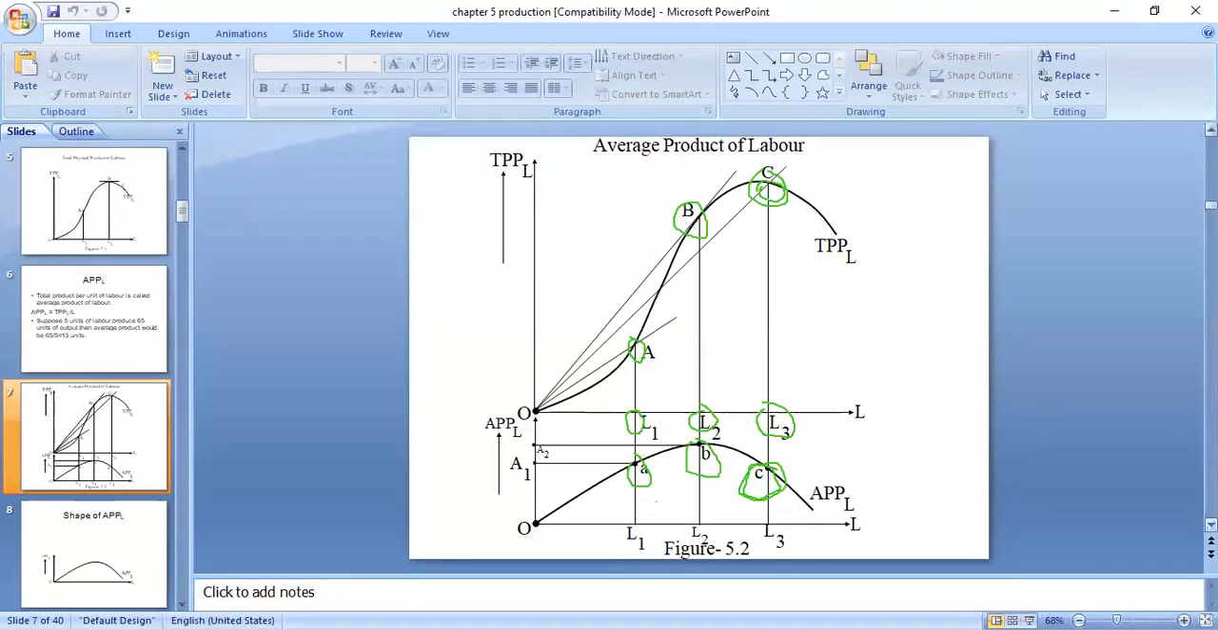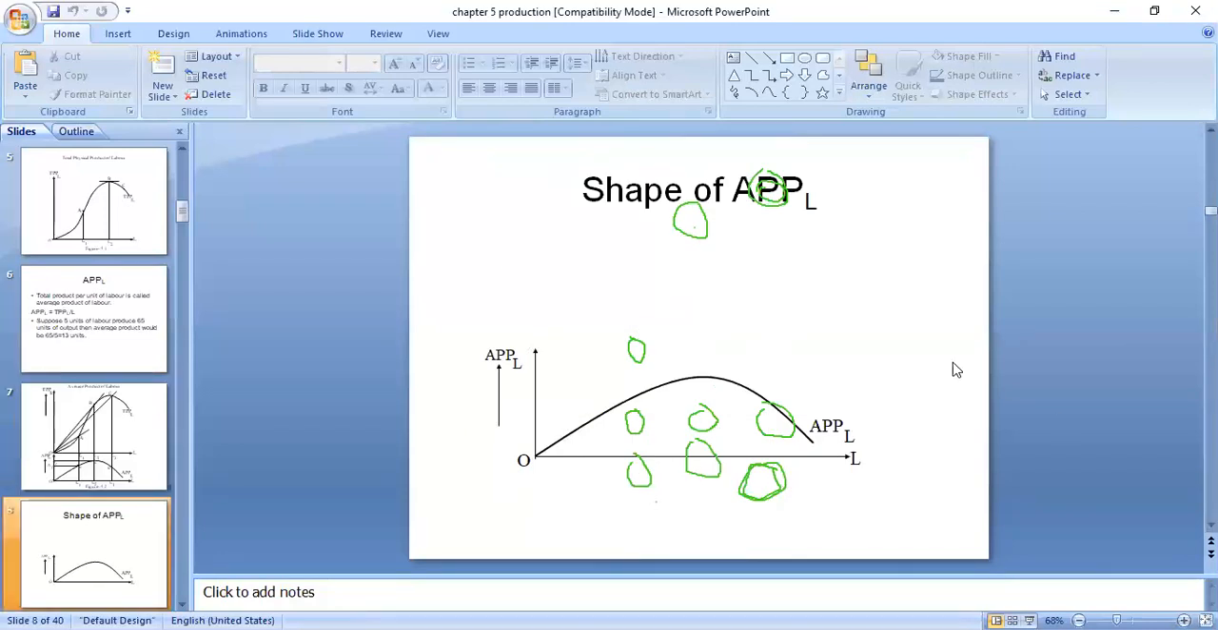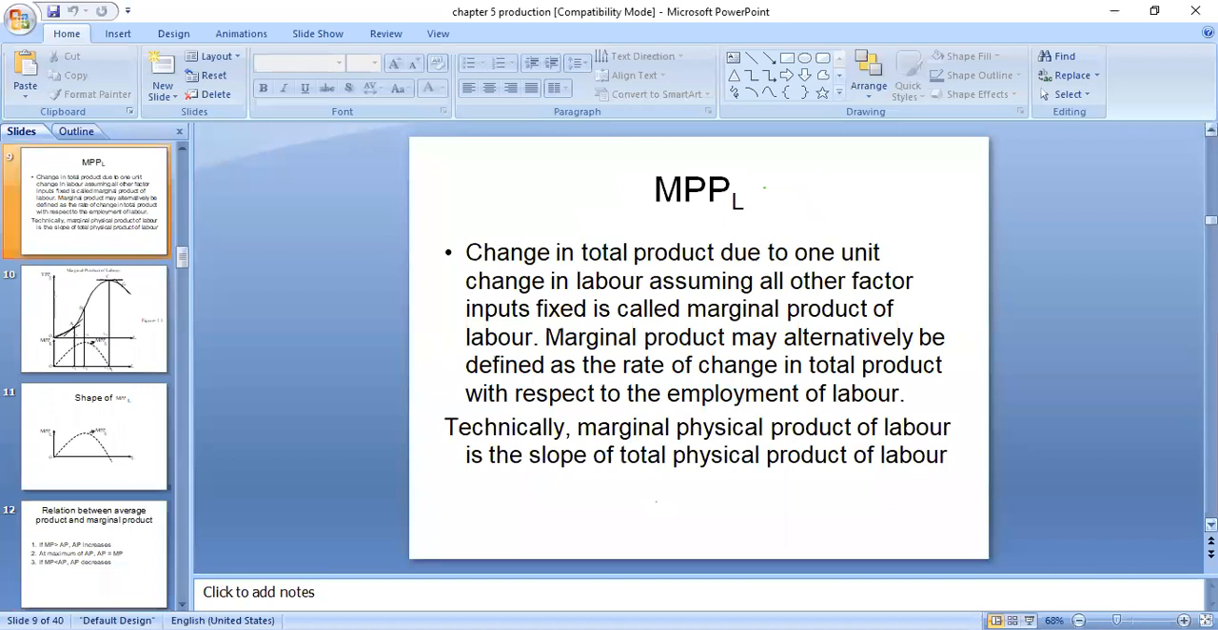Here we are showing the shape of average product. You see average product is gradually declining. Okay, and next slide, look at that. In the next class, we will look at marginal physical product. I think that's all for today because I will not take a longer class.